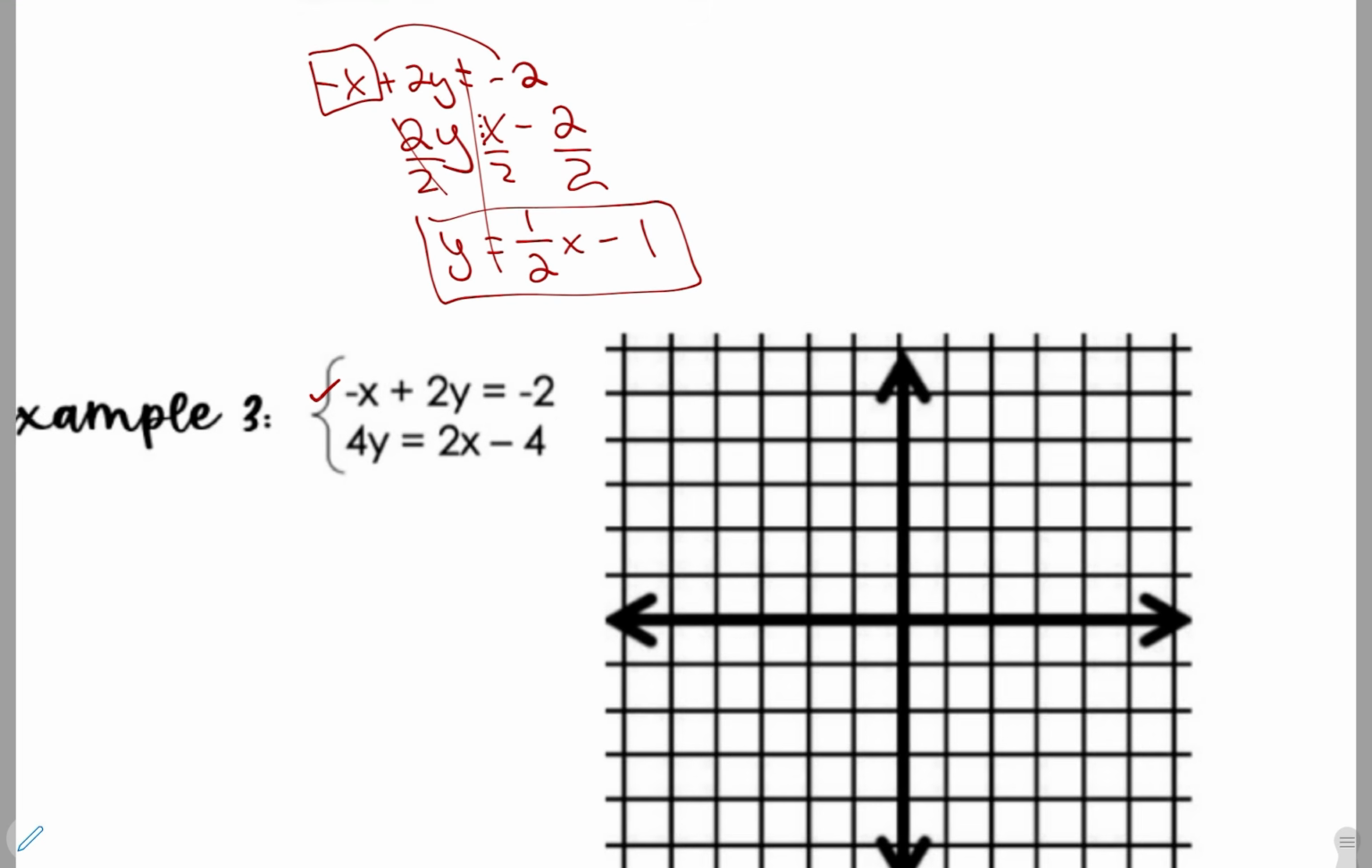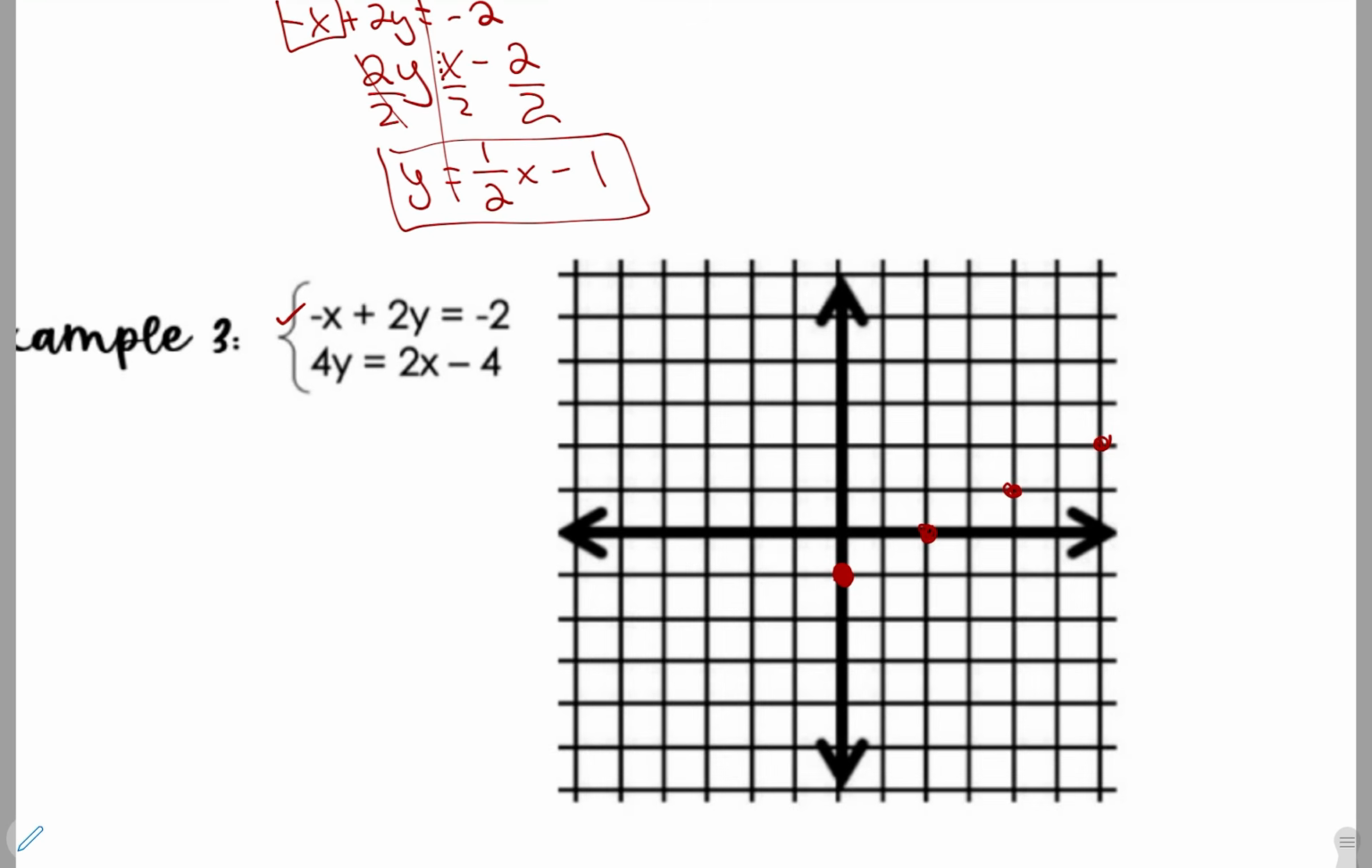Start my graph at -1. Then I'm going to go up 1 over 2. Up 1 over 2. Up 1 over 2. Put it in reverse. Down 1 over 2. Down 1 over 2. And do my best to make a straight line, which shouldn't look like that. Do better than me, that's for sure.